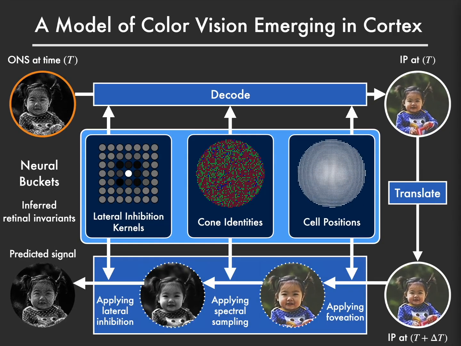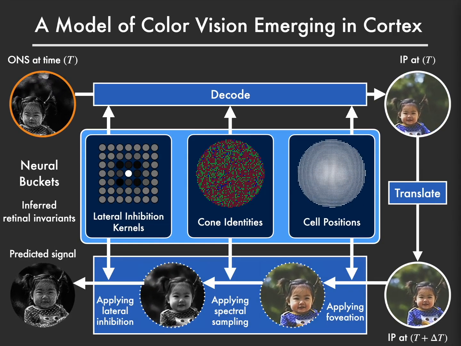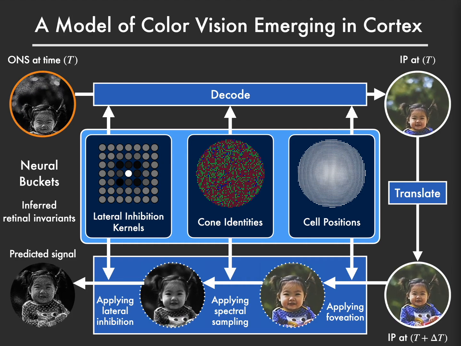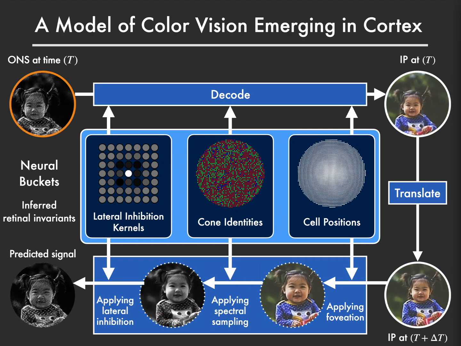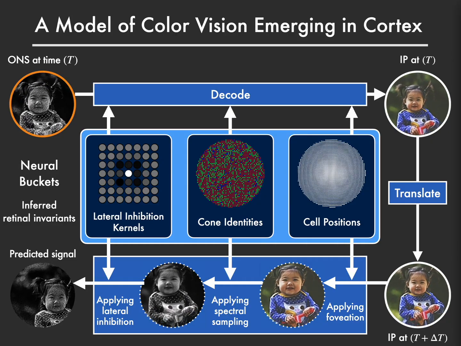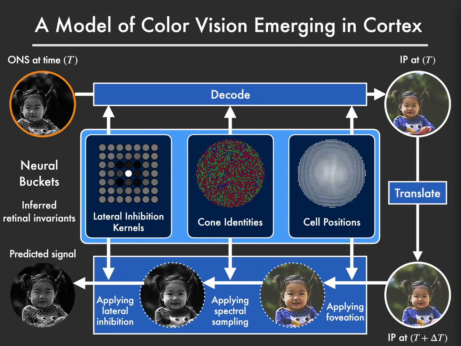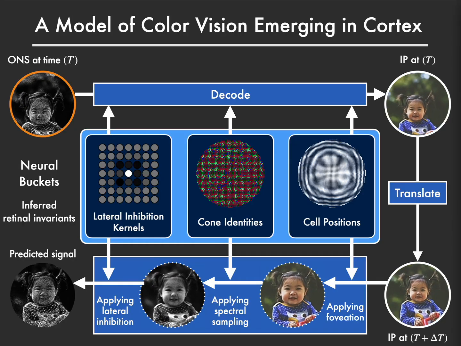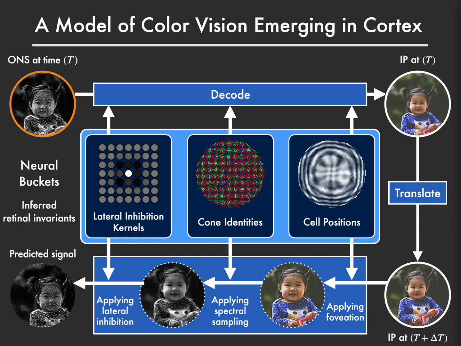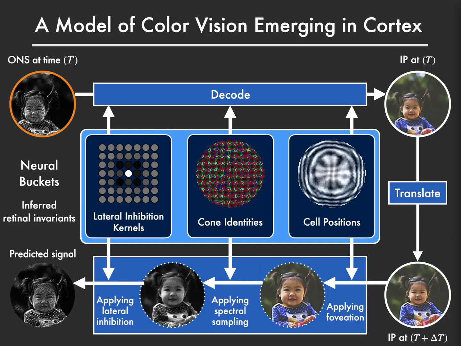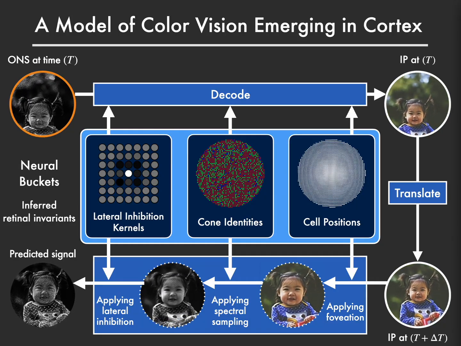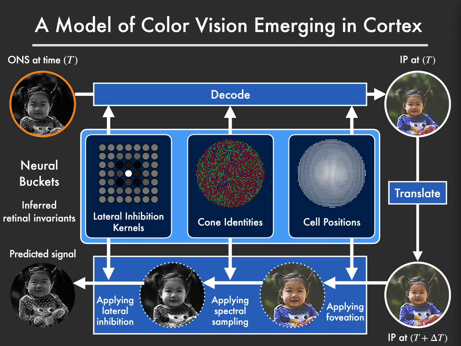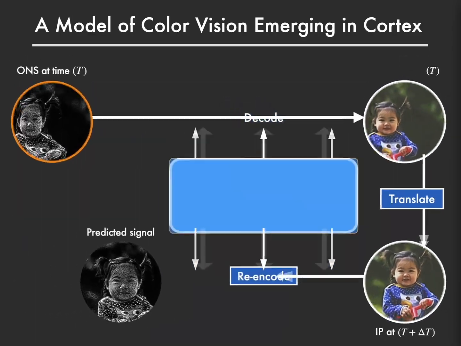And we can reuse that knowledge, the inferred retinal properties, to convert the translated color percept back into the domain of optic nerve signals. Starting from the right, applying foveation using cell position knowledge, applying spectral sampling with cone mosaic, and then applying lateral inhibition with the inferred kernel. This is exactly how our model makes the next signal prediction.